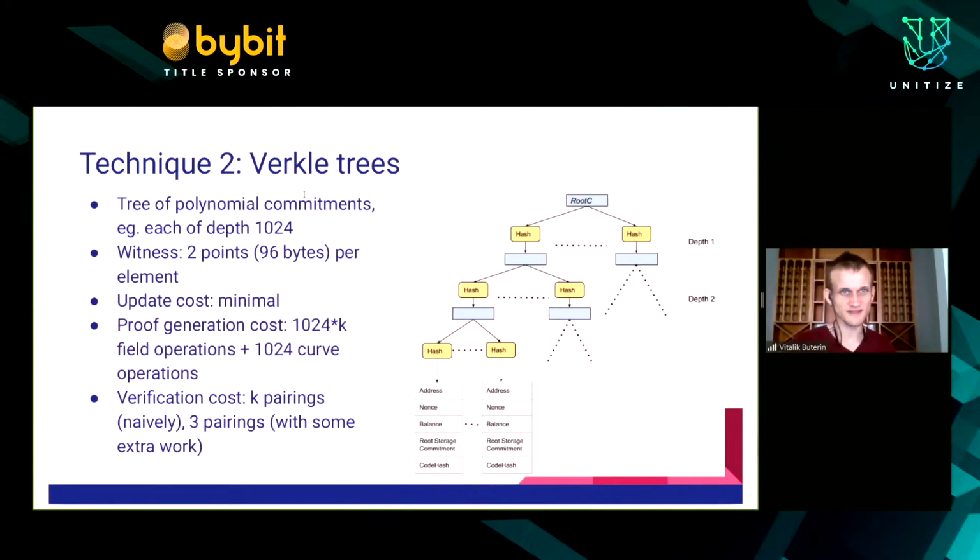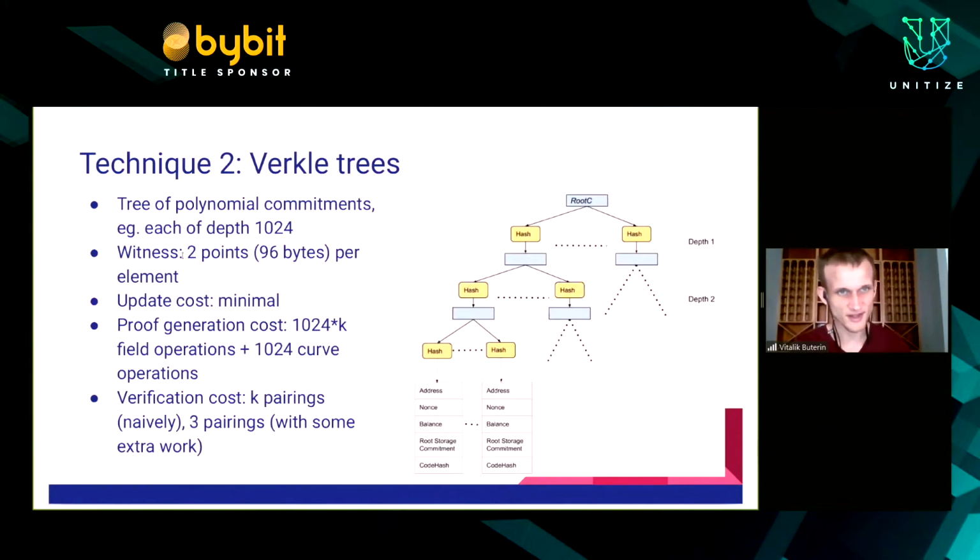It turns out, if each of these polynomial commitments has depth 1024, then it's 1024 times k field operations, and you only need just 1024 curve operations. The verification cost is k pairings if you do it naively, which is actually kind of expensive, but with some extra work, you can push it down to 3 pairings, right? So this is another recent approach that we've tried to take to cut down the witness sizes.